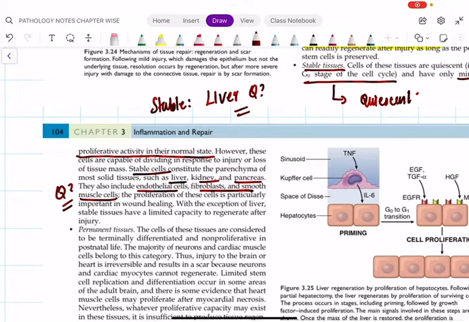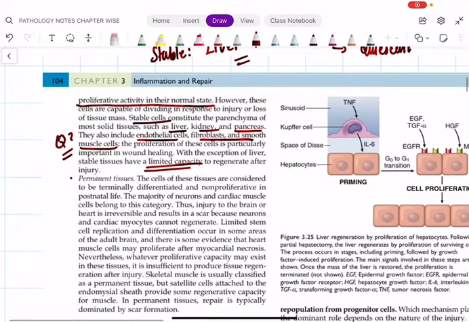Out of all these structure, except liver, rest all have a very limited capacity. So if someone asks you which of the following is the best example of a stable tissue, you can mark all answers, of course, no problem. But remember, liver is an exception. Usually I told you stable tissues means they will be in the dormant stage, they won't divide. But exception is liver. Liver has very high ability or potential to regenerate.